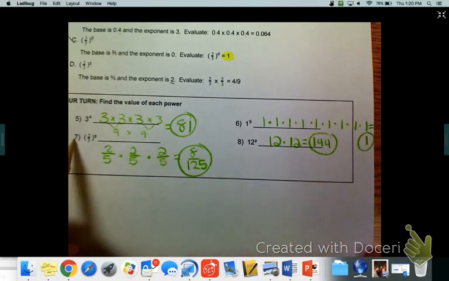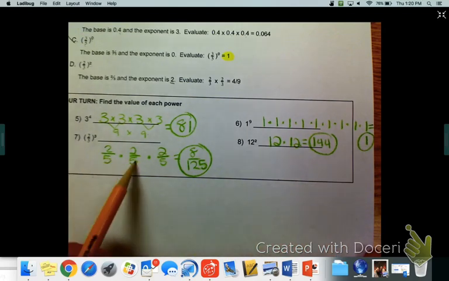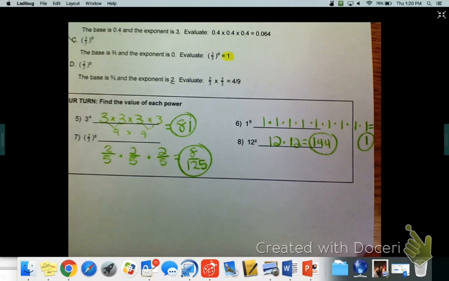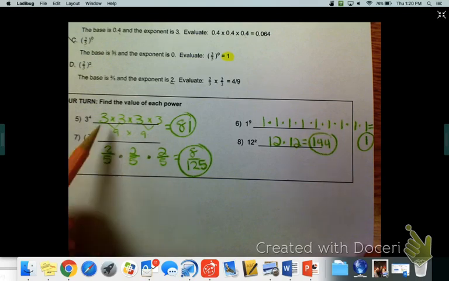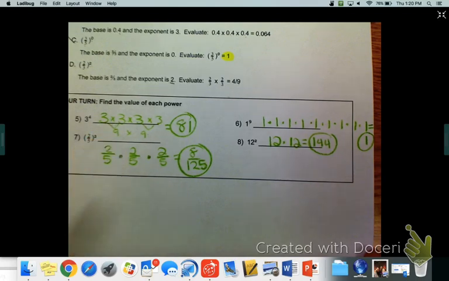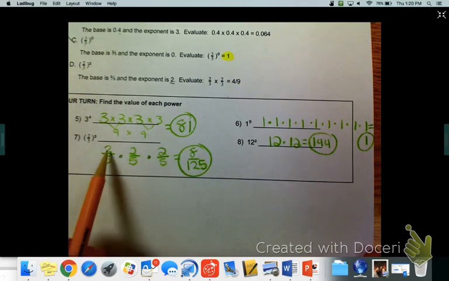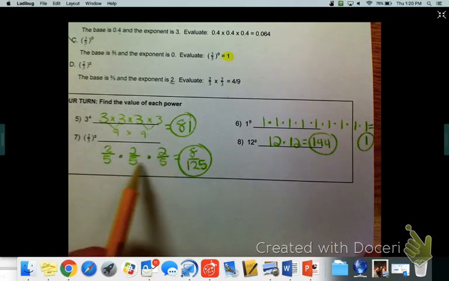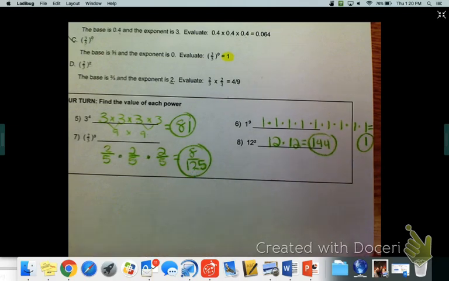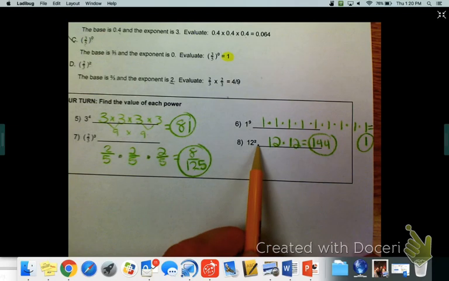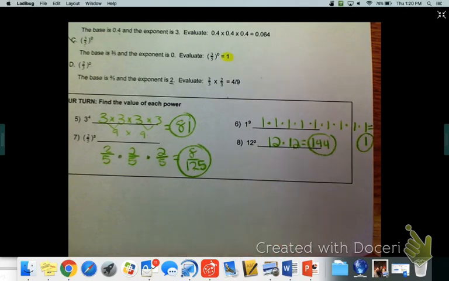Number 7 is 2 fifths times 2 fifths times 2 fifths. Notice in these two examples I used a dot to represent multiplication. You will see that in algebra where a dot is used and not an X to represent multiplication. So I did 2 fifths times 2 fifths times 2 fifths. I multiplied across and got 8. I multiplied across the bottom and got 125. So my answer is 8 over 125. And the last one, 12 squared, is 12 times 12, which is 144.